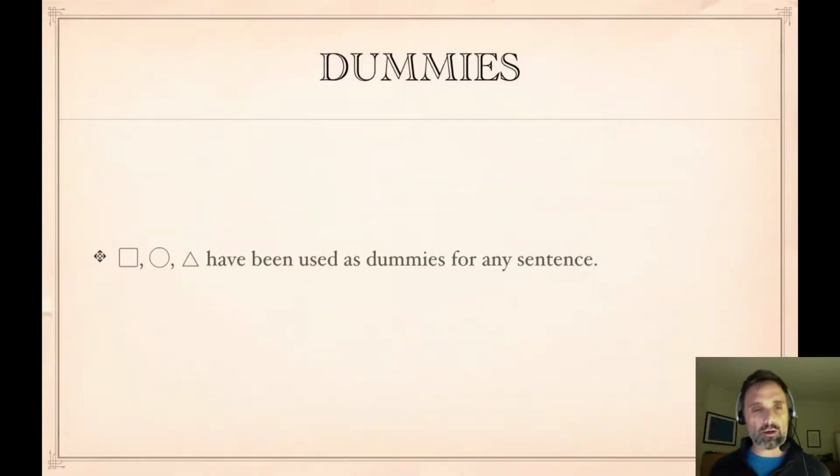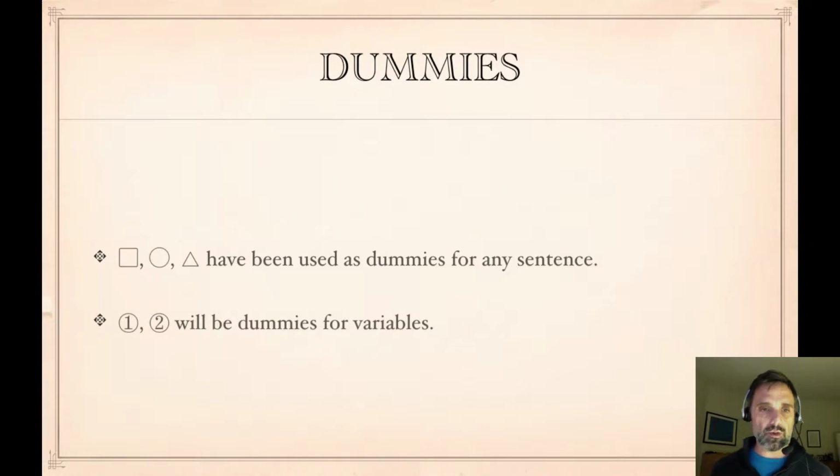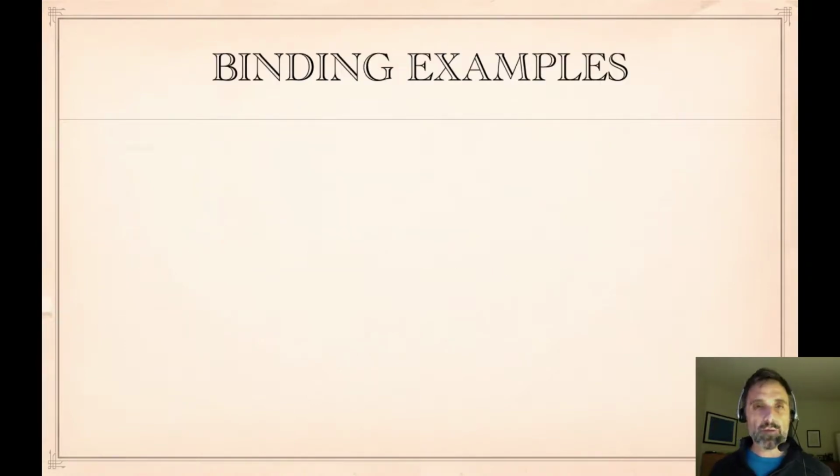Terminology. So I've used box and square and circle and triangle as dummies for any sentence. I'm going to use the symbol 1 in a circle and 2 in a circle for variables. Okay, so I'm going to give you some examples of binding first and then define it.